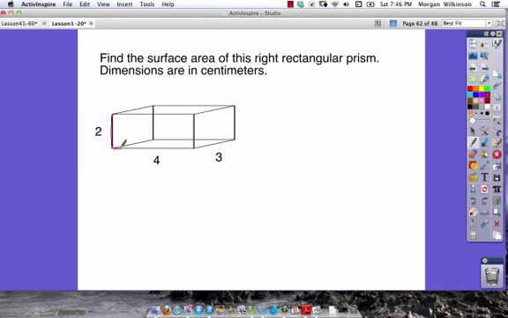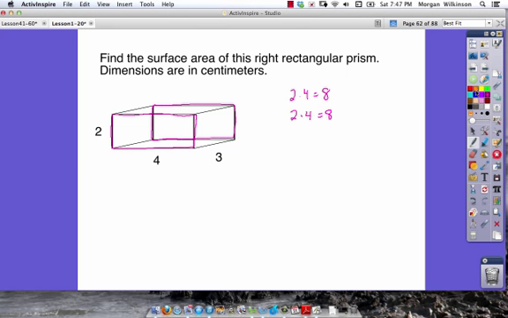Now the front face, I'm going to outline. The front face is right here. And what we know is that the area of the front face and the area of the back face are going to be exactly the same because this is a right rectangular prism. This front face has a length of 4 and a width of 2. So the front face and the back face are going to be 2 times 4, which is equal to 8, for each, because there's a front face and a back face.